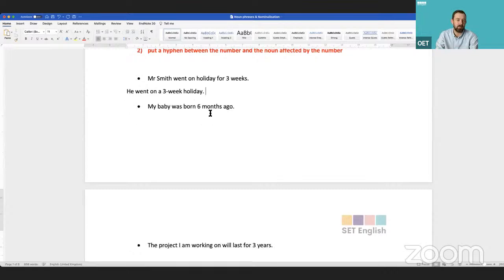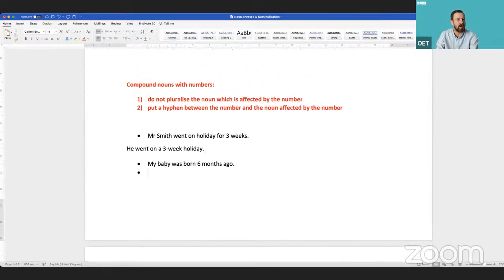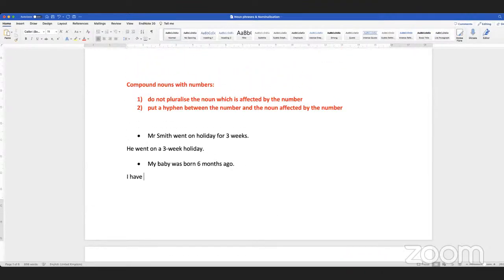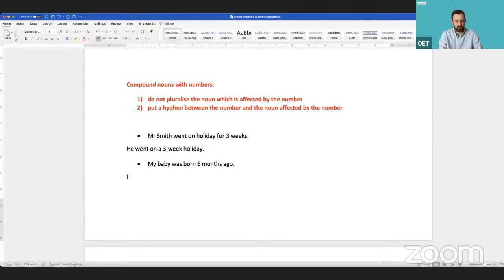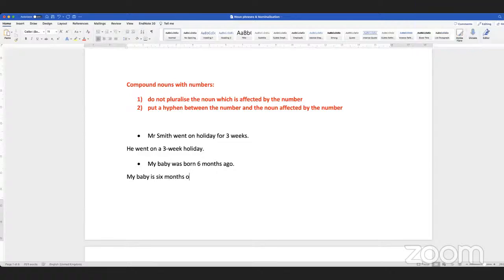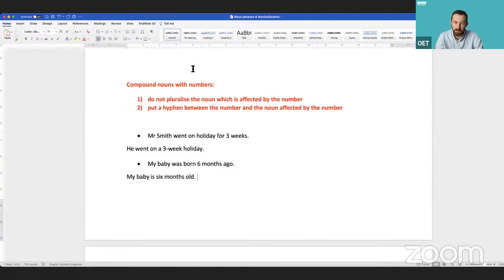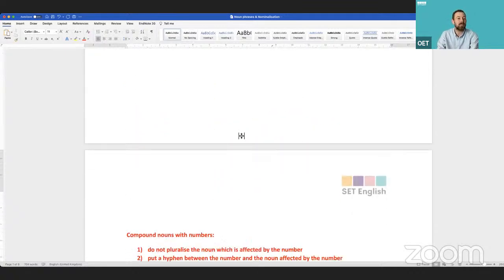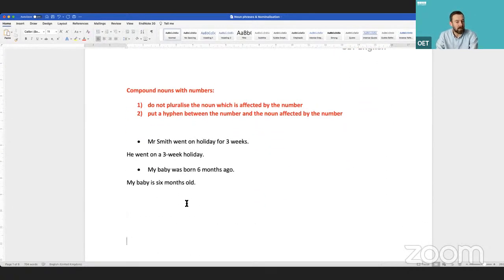But if my baby was born 6 months ago, then what do I have? My baby is 6 months old. Okay, well, that's one way of doing it. My baby is 6 months. Oh, now it's different. Okay, that's not the same. Think about what I've done here.